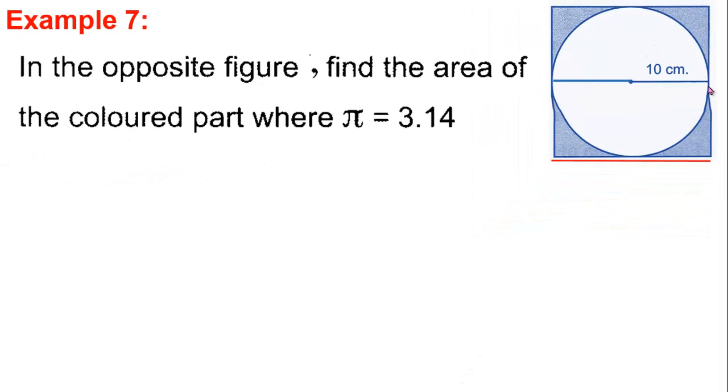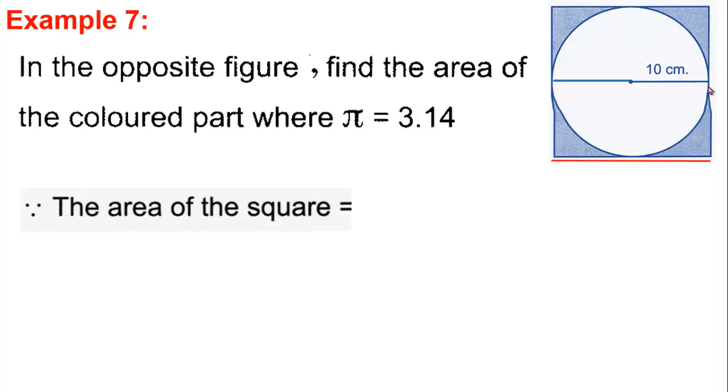Let's first calculate the area of the square and the area of the circle, and then let's see how to find the colored part. To calculate the area of the square, area of square is equal to 20 times 20, which is equal to 400 centimeters squared. From where did I find that the length is 20? Because I know that the diameter is equal to the side length of the square.